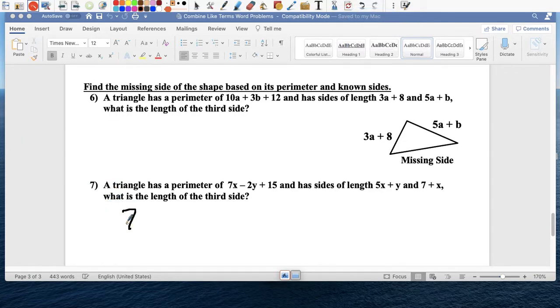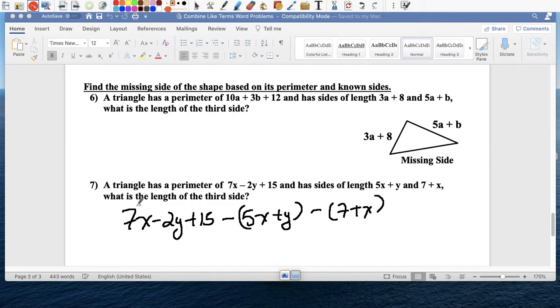Same thing, 7x minus 2y plus 15 is the whole perimeter. Let's subtract 5x plus y. Please put that in parentheses and subtract another side, 7 plus x. Let's put everything in parentheses, right? So now, remove the parentheses.